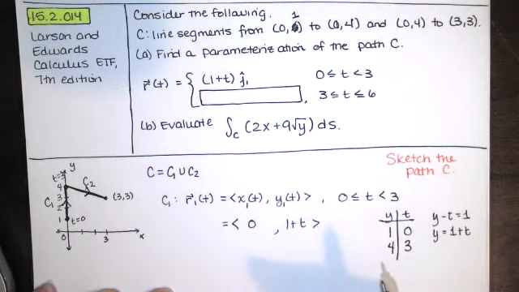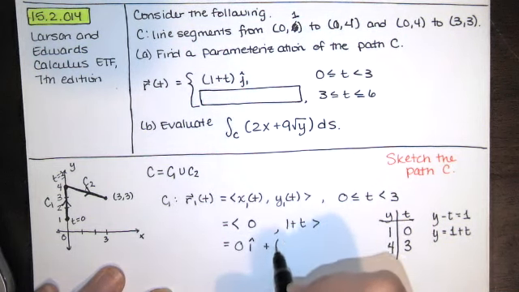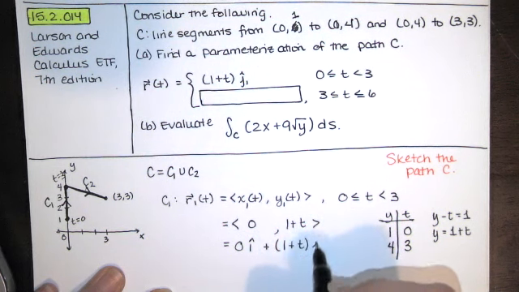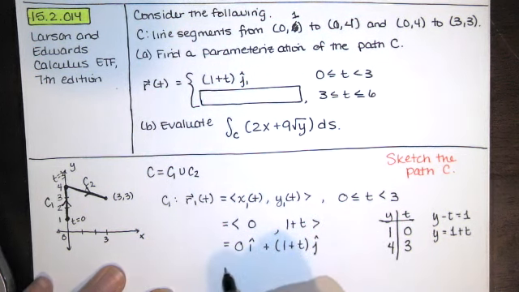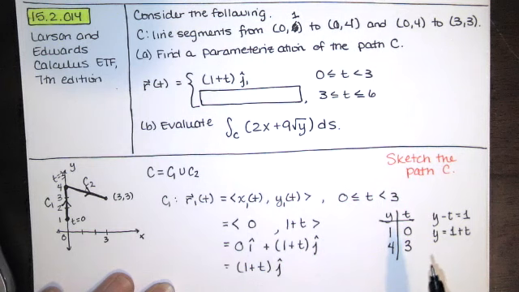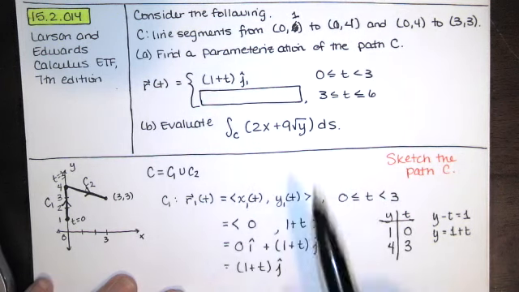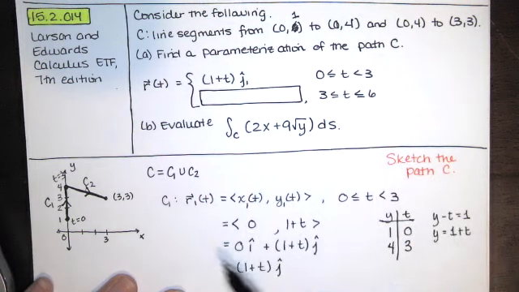Now this is component form for r of t. You could write it in terms of standard unit vectors i hat and j hat this way. It's 0 times i hat plus 1 plus t times j hat. And of course, most of the time we don't add the 0. So we just have 1 plus t times j hat on the interval from 0 to 3. And that turns out to be exactly what they gave us here. If they didn't give that to us, this is the parameterization I would have come up with.